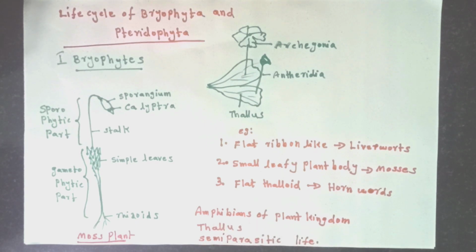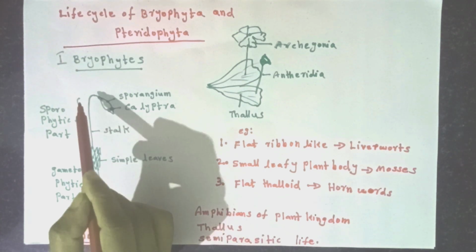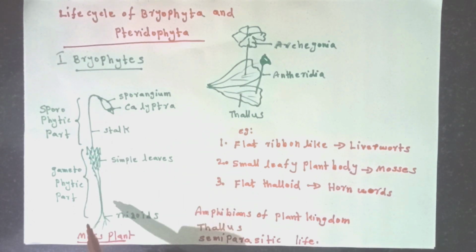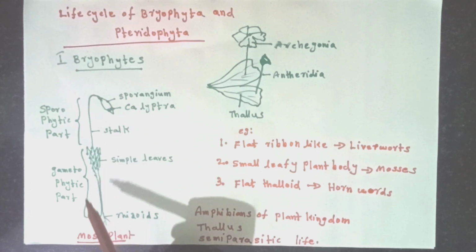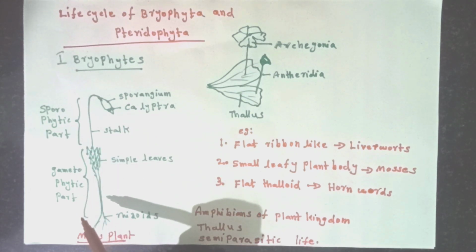True vascular tissues are absent, that is, xylem and phloem are absent. Gametes are borne in antheridia and archegonia. Antheridia produce male gametes, anthrozoids, and archegonia produce the female gamete, the egg cell. The sporophytic stage is attached to the gametophytic part and takes nutrition from the gametophyte.